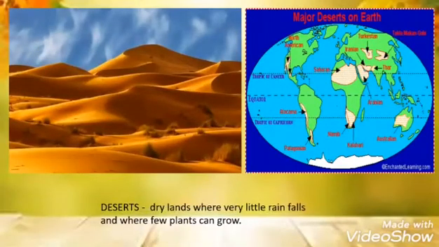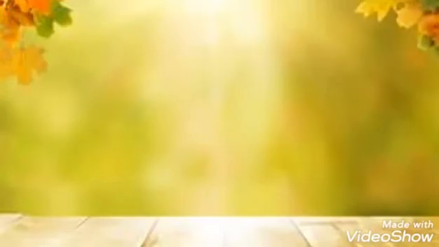What is a desert? The driest places in the world are deserts. Deserts are dry lands where very little rain falls and where few plants can grow. Scientists usually say that an area is a desert if an average of less than 250 millimeters of rain falls each year. More than one-seventh of the land on Earth is taken up by the desert.